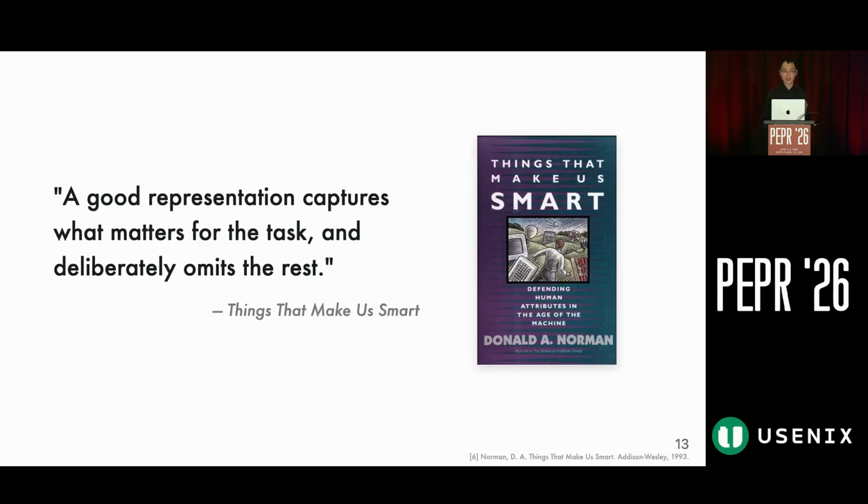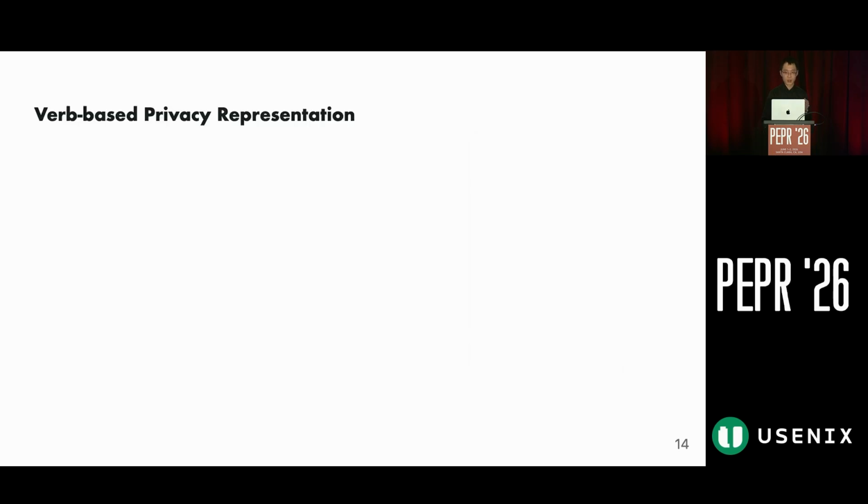And in HCI theory, we often see that a good representation can help make people smarter. A good representation should capture what matters for the task and deliberately omit the rest. When we think about privacy, there are two essential things. First is data flow, which describes how the data moves through the system. And second is how the stakeholders interact with the data flow.